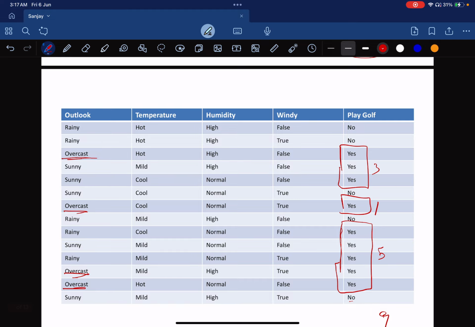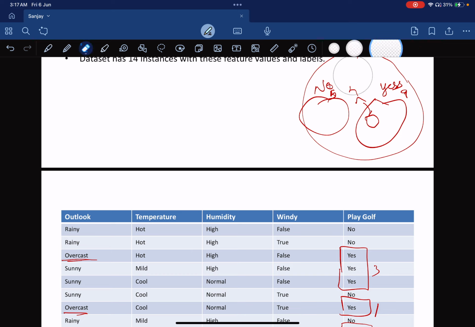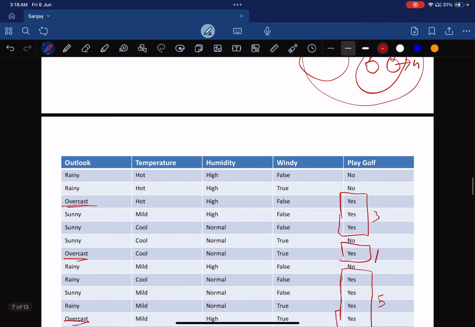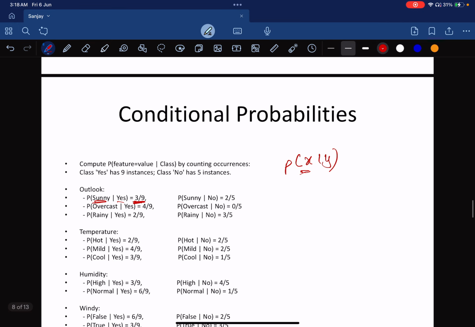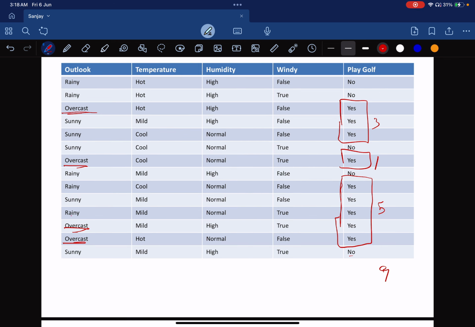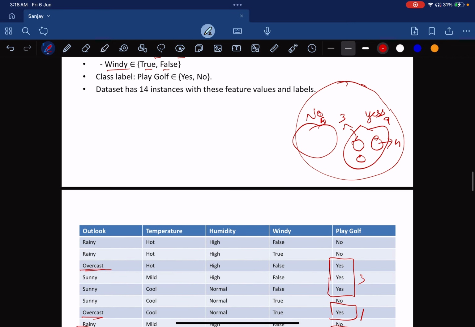Similarly, the number of sunny is 3. Similarly, the number of overcast is 4, and the balance one is the number of rainy, right? In that, there are 2 rainy present in the yes class, this one and this one. These 2 rainies are present in the yes block. There are 2 rainies. It's like filtering, right? They are in the yes class.